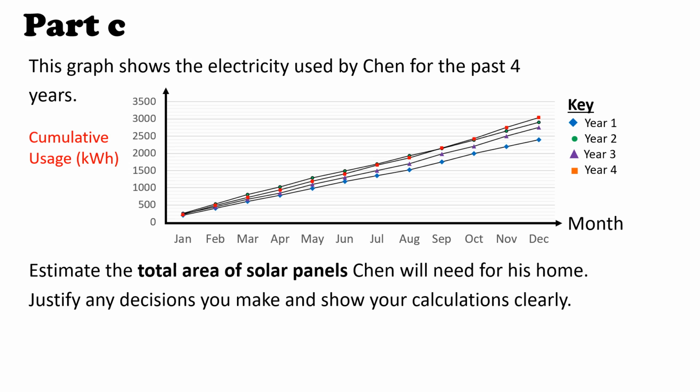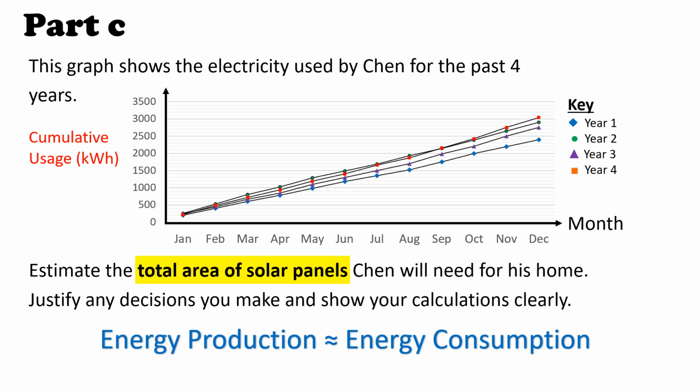Lastly, in part C, we are given a graph of Chen's electricity use. And from this graph, we can see his cumulative usage for 4 different years, year 1 to year 4. And we need to estimate the total area of solar panels that he would need for his home. Now, this section is a little bit more open, so whatever calculations we make, we need to justify it with our assumptions. So the key idea here is that from this graph, we can work out his energy consumption that represents his energy needs. And that will tell us how many solar panels he would need to produce the energy to meet that consumption.